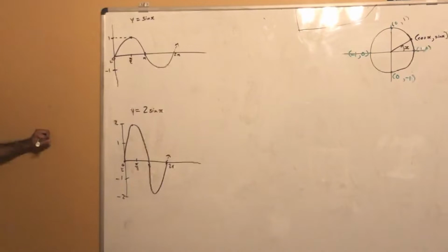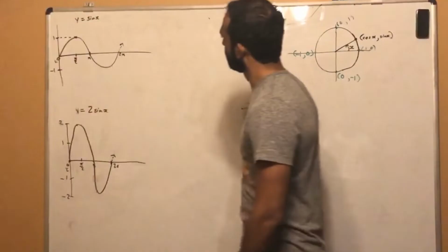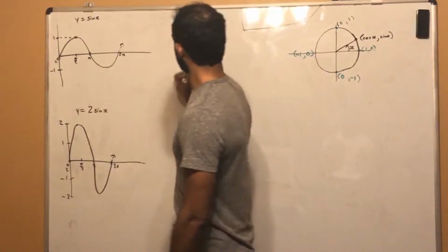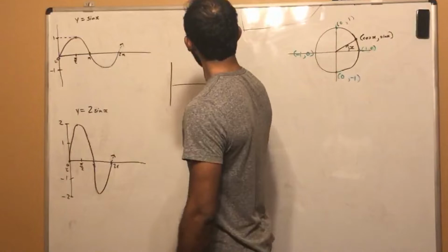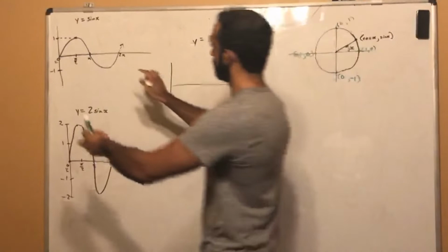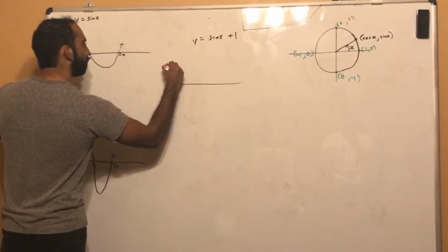So that's an example of a vertical stretch. All right. What if I take that prototype function, that parent function, and let's say I add 1 to every single y value, so all the y values of the original for this graph. Let's see what happens to this.